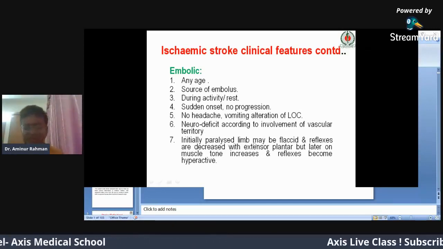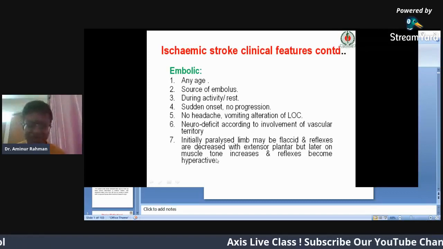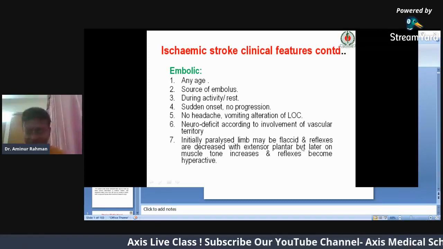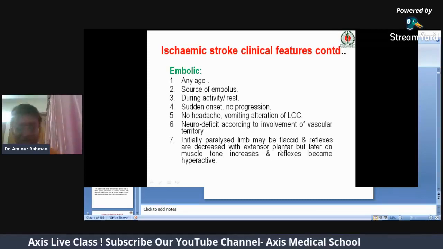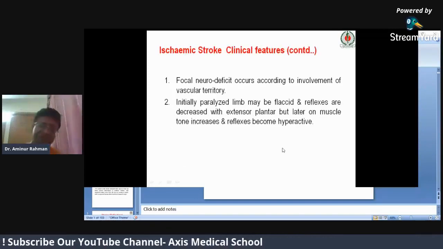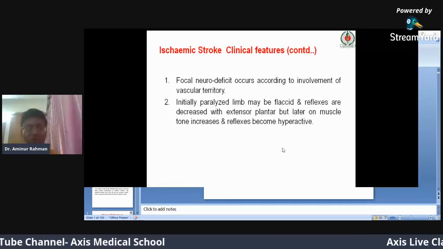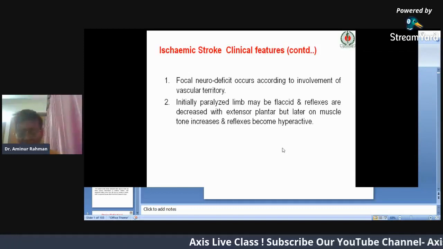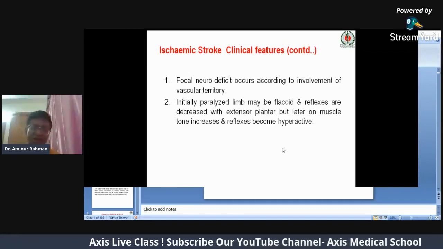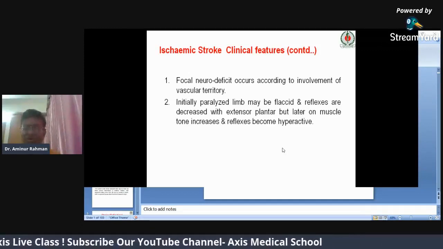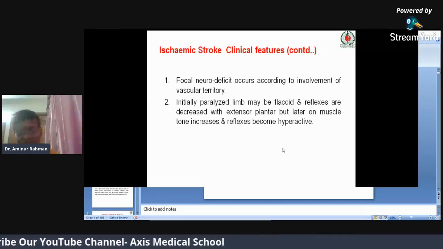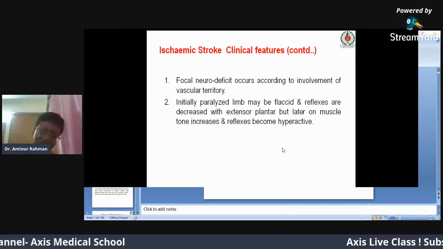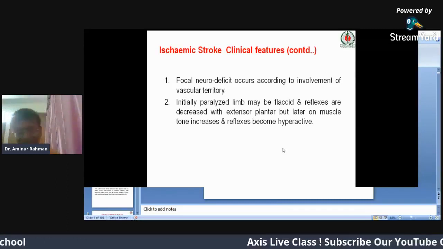Focal neurological deficit occurs according to the involved vascular territory. Initially, the paralyzed limb may be flaccid or reflexes decreased with extensor plantar, but later on muscle tone increases and reflexes become hyperactive.